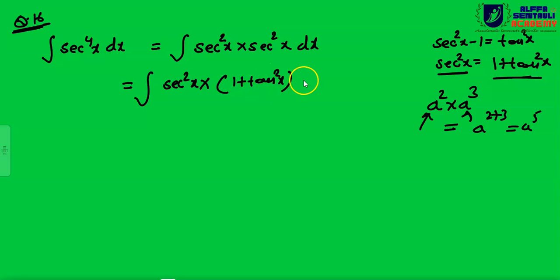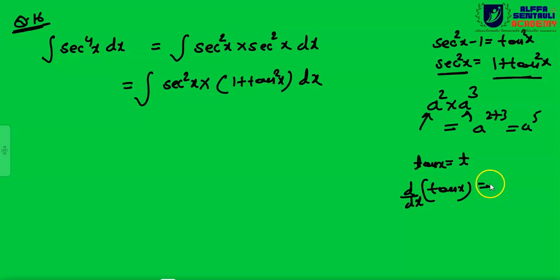Correct? Dx. Now what we can substitute: if we substitute tan x as t, then this sec square x and sec square x will get cancelled out. How? Let us assume this tan x is equal to t. Now differentiating both sides with respect to x.